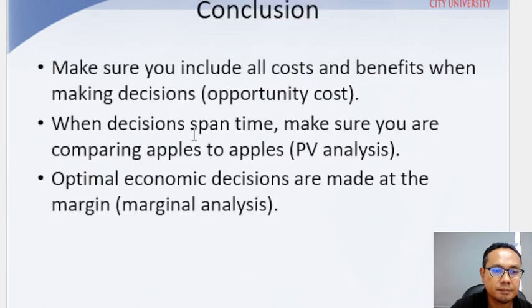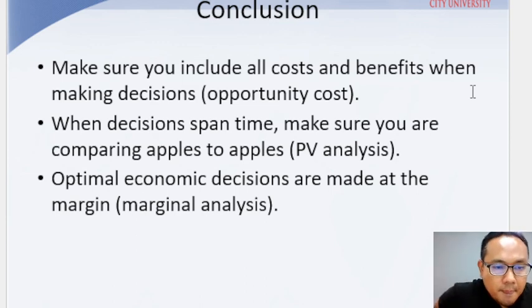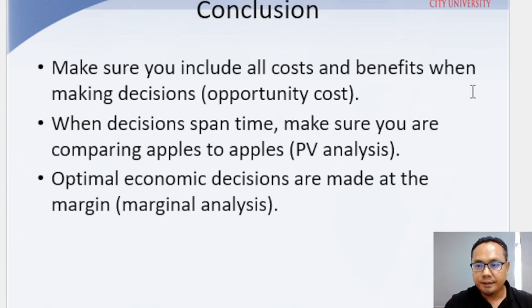So in conclusion, make sure you include all costs and benefits when making a decision. That means the opportunity cost, to get the economic profit, not only accounting profit. And when decisions span time, make sure you are comparing apples to apples. That's why we must do the present value analysis, and optimal economic decisions are made using marginal analysis. So that's all for the fundamentals of managerial economics, chapter number 1.